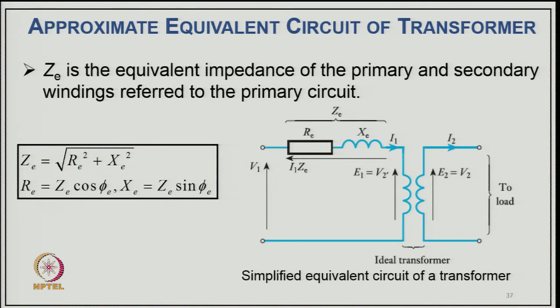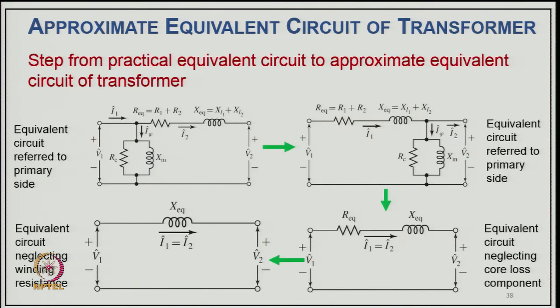Now, we can add together the total impedance of this circuit on the primary side with approximation: Ze equal to the square root of Re square plus Xe square. This we call the equivalent impedance of primary and secondary winding referred to the primary circuit, where Re is Ze cos phi e and Xe equal to Ze sin phi e, or Re is R1 plus R2 dash and Xe equal to X1 plus X2 dash. So, this is how we go in steps from the practical equivalent circuit to the approximate equivalent circuit.